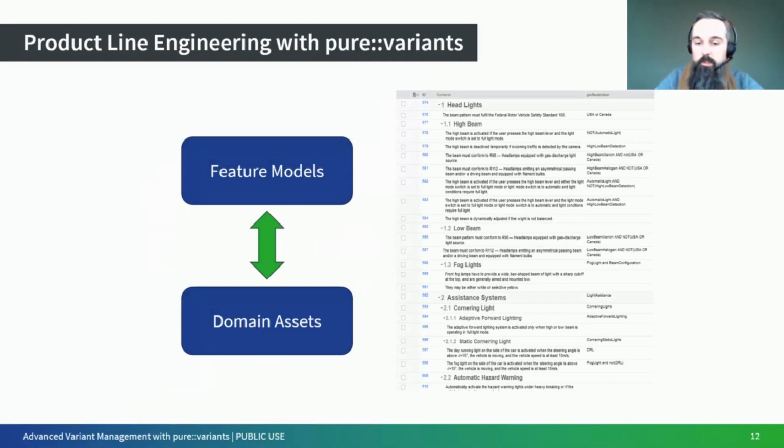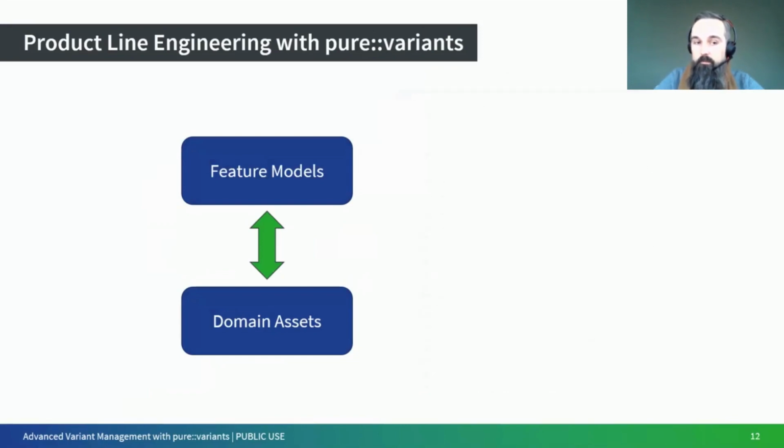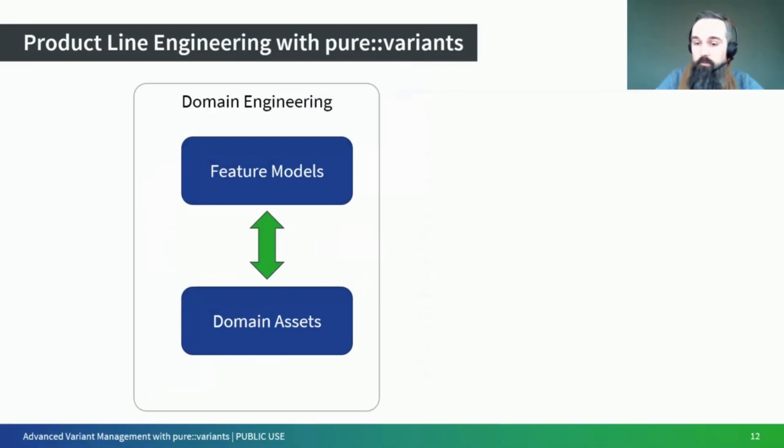Working on the feature models in Pure Variants and the domain assets in IBM ELM, so this is not just limited to DOORS Next. So we also talk here about Rhapsody, Test Manager, about your code in EWM. Working on those feature models in Pure Variants and the domain assets in IBM ELM is called domain engineering. This is where engineering assets are created and made ready for systematic reuse across multiple product variants.